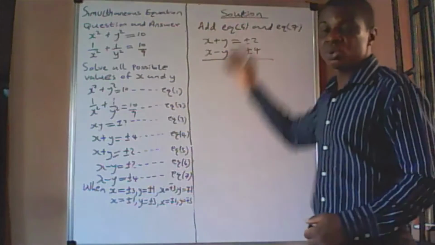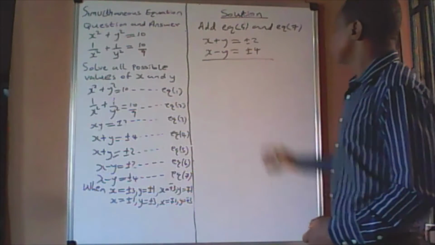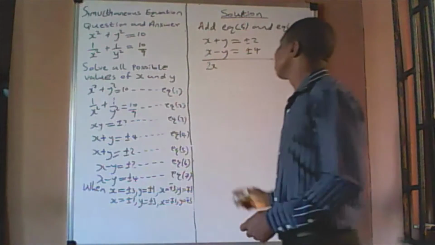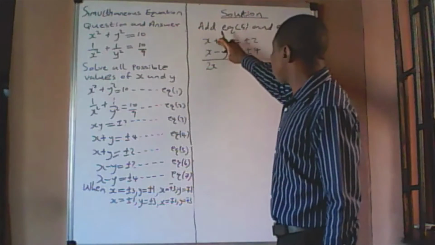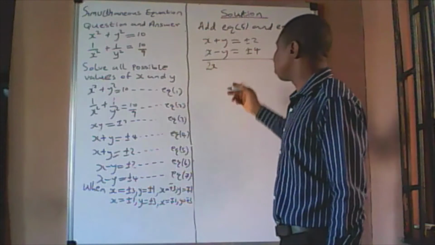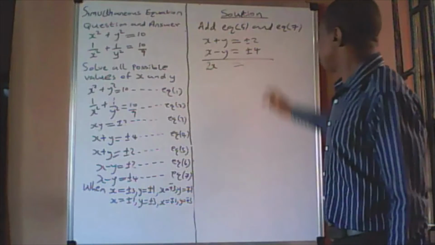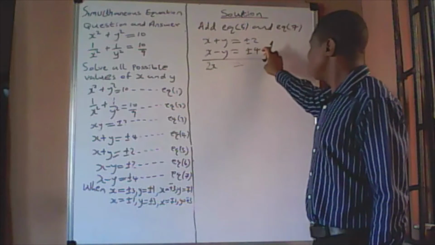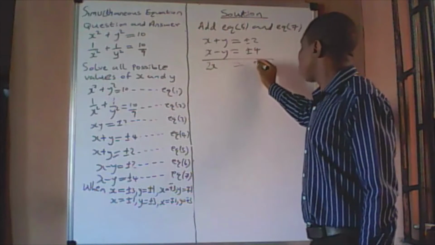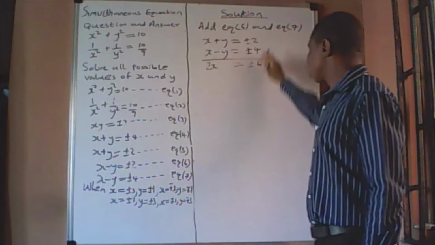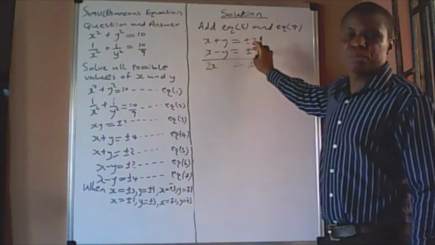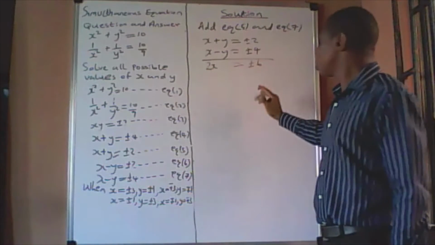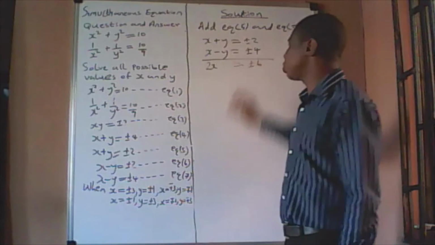We are going to add them together. 2x plus x will give us 2x, plus y plus minus y will give us 0, equal to plus or minus 2 plus or minus 4 will give us plus or minus 6, because this means plus 2 plus 4 will give us plus 6. That means plus or minus 6.